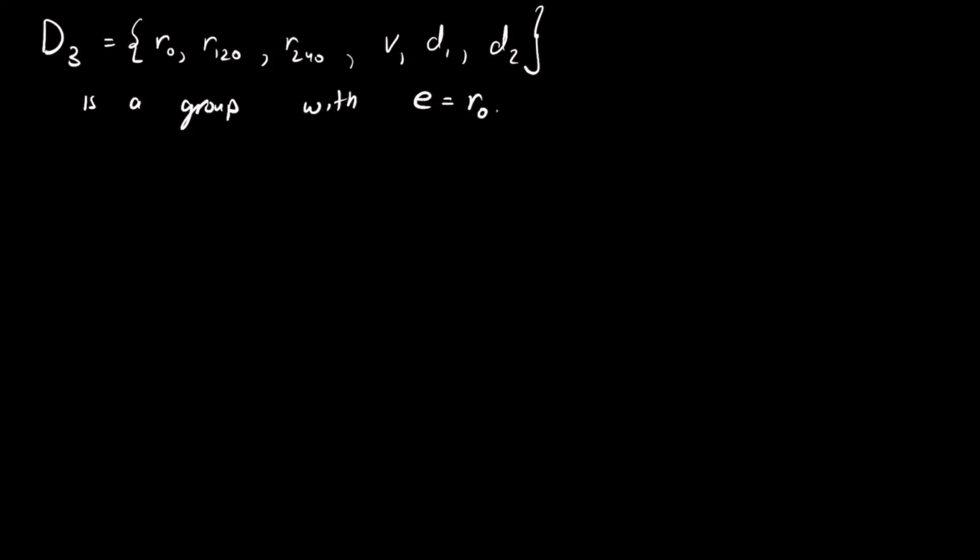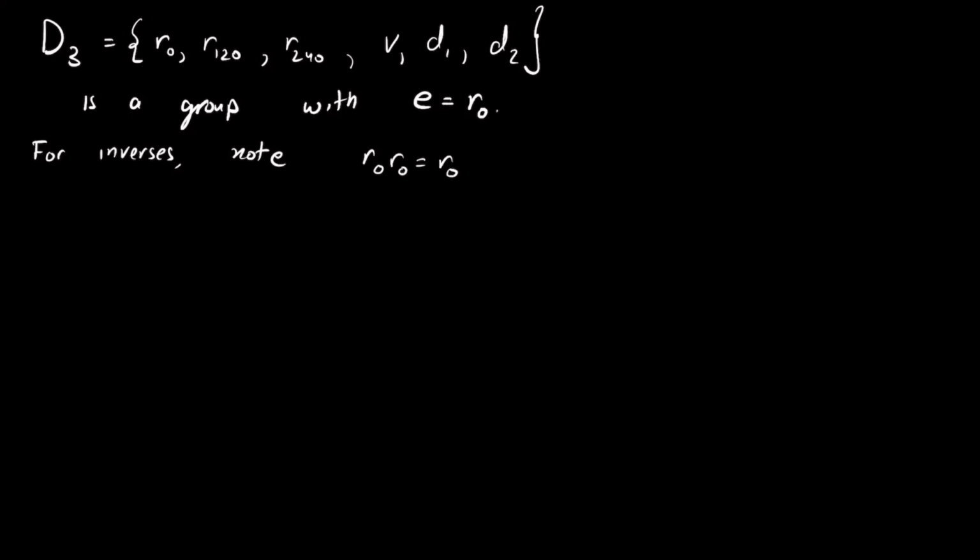So using this operation, D3 is going to become a group, and its identity element is just a 0-degree rotation. So anything composed with a 0-degree rotation is just itself. If I do a vertical reflection and then apply a 0-degree rotation, that's the same as just doing a vertical reflection. So R0 times V is equal to V, and the same for all the other elements.